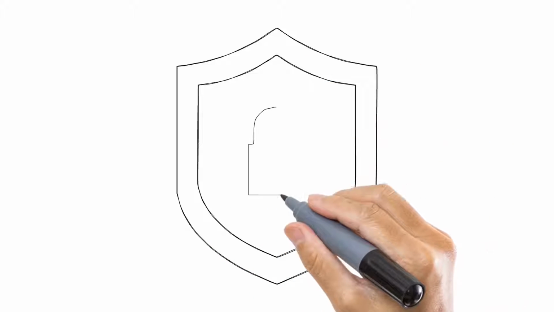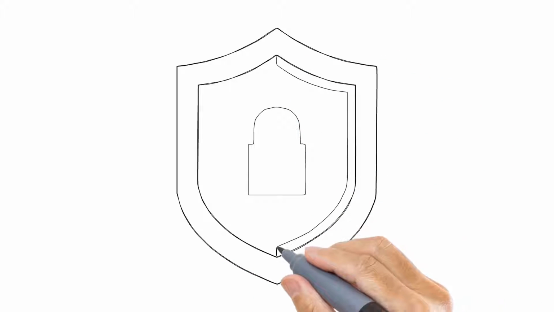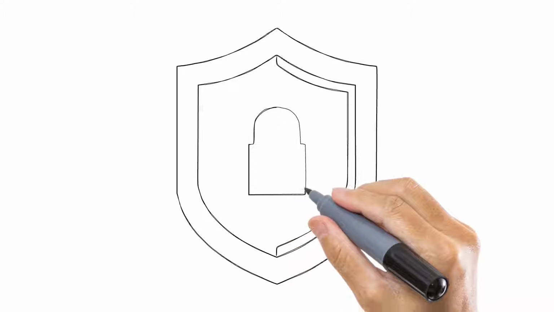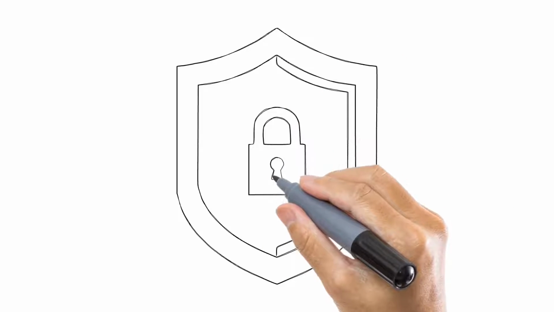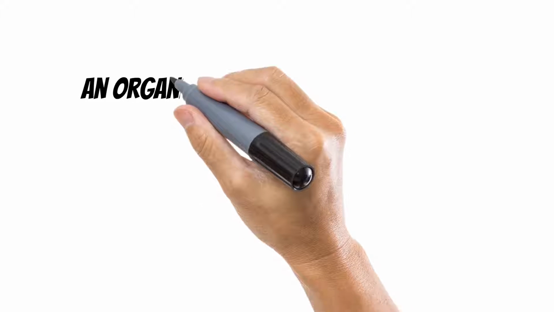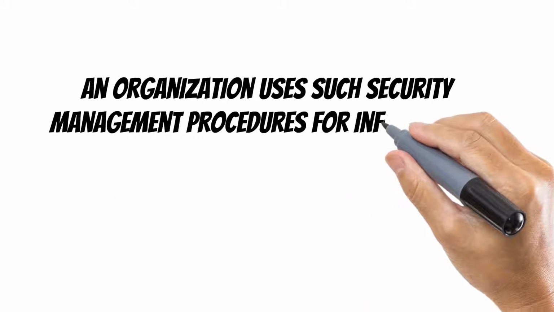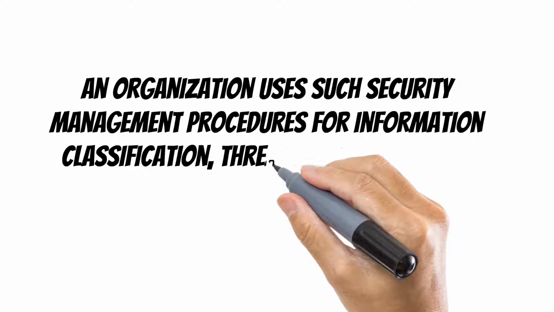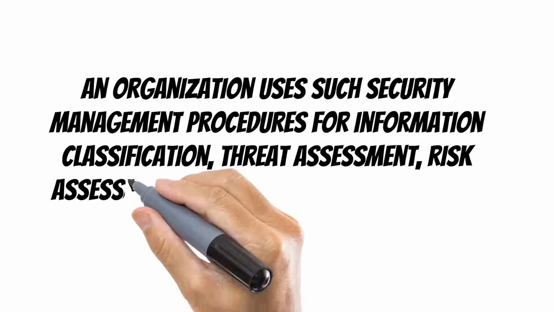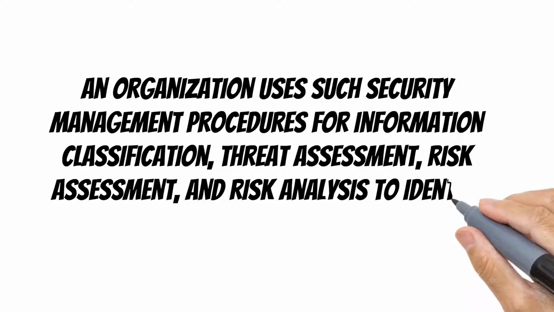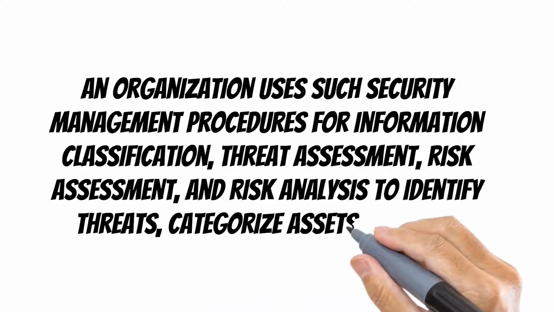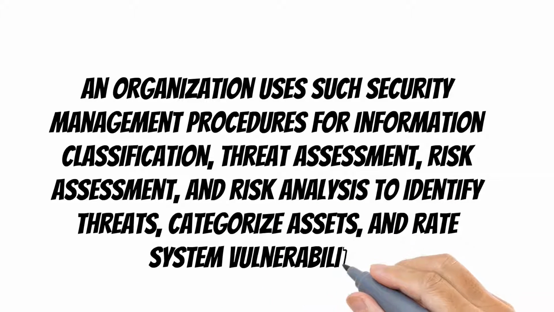Cybersecurity management is the identification of an organization's assets, including people, buildings, machines, systems, and information assets, followed by the development, documentation, and implementation of policies and procedures for protecting assets. An organization uses such security management procedures for information classification, threat assessment, and risk analysis to identify threats, categorize assets, and rate system vulnerabilities.